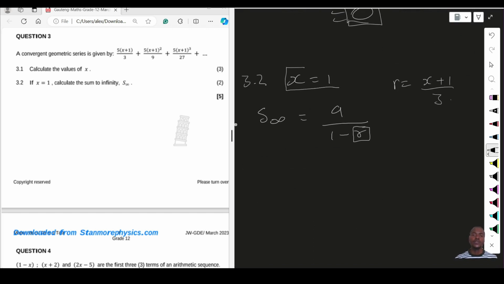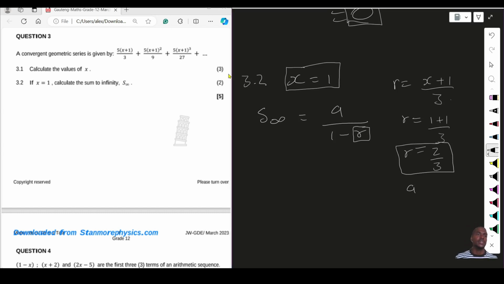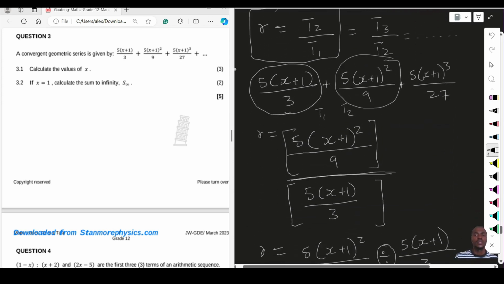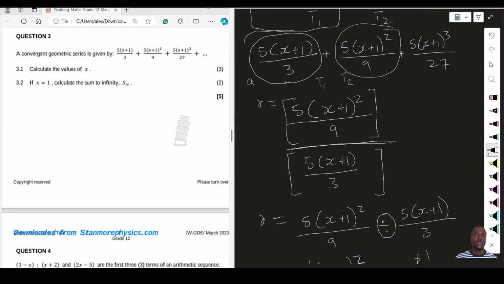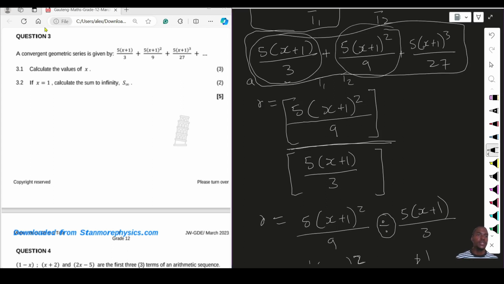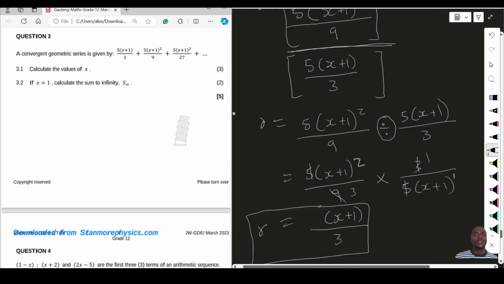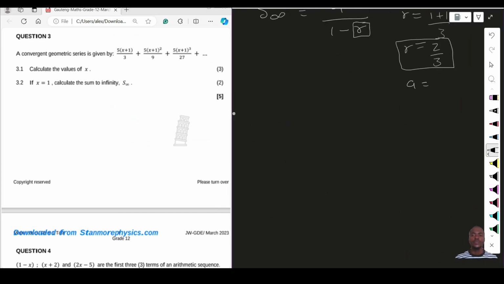Then they say if x is equal to 1, then you can substitute it directly there. So you can say r is equal to (1 plus 1) over 3. Then r is equal to 2 all over 3. So we got our r. Then you ask yourself, what is a? Go to the pattern again. When you look at this geometric series, this is a. So a should be 5(x plus 1) all over 3.